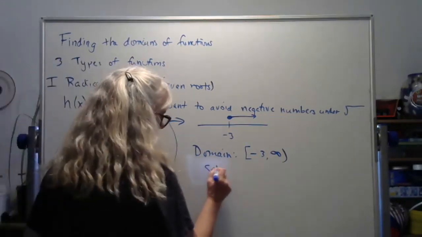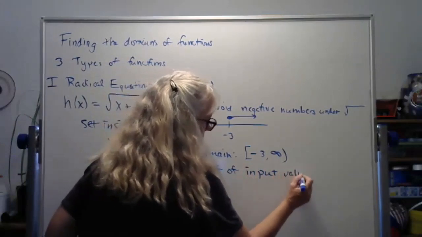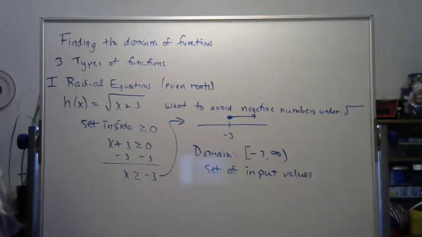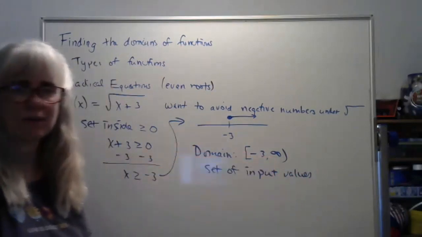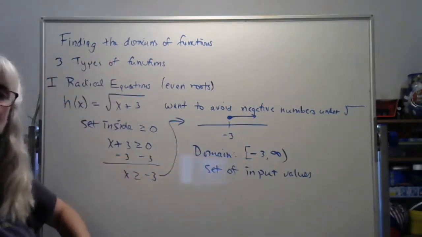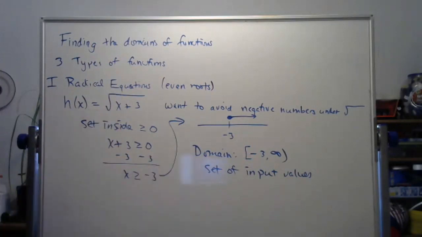So this is the set of input values. I can't use negative 4 because it's outside the domain. I can't use negative 10 because it's not inside this set of input values. So again, what the domain gives me is a set of numbers that I can plug in and expect to get numbers back out. We don't know what kind of numbers, but we'll get numbers, and that's the key.